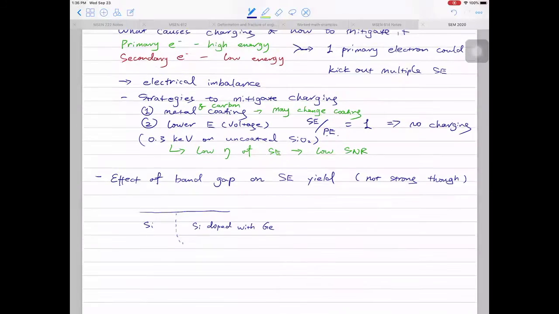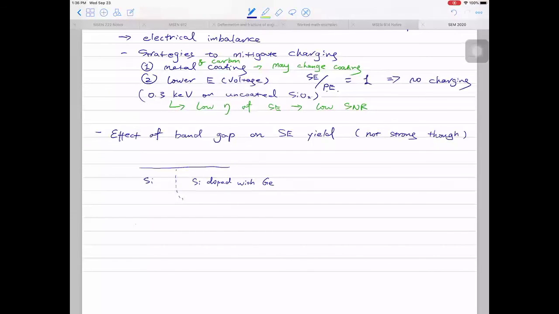So let's just draw the band diagram. We have the conduction band, let's call it CB. Then in the silicon part, the valence band is down here. That's for silicon. Then for the silicon doped with germanium, the valence band is elevated. I'm exaggerating that here. Then the band gap is smaller. Let me ask you, which one will yield more secondary electrons, silicon or germanium-doped silicon?